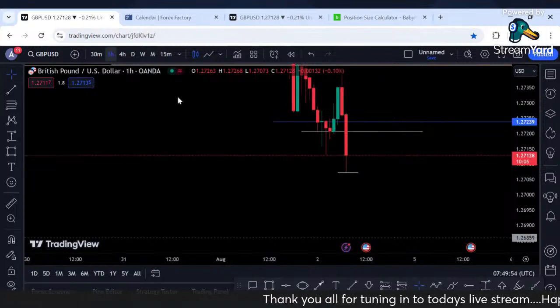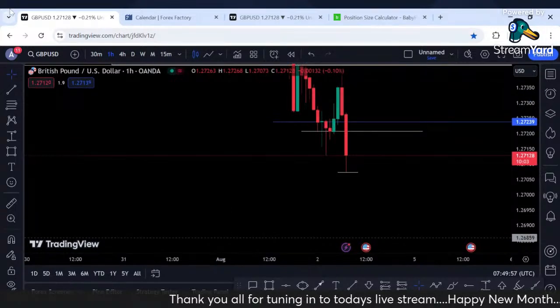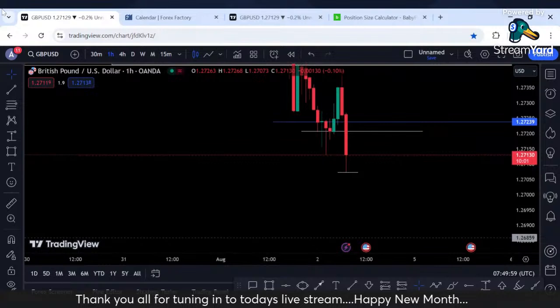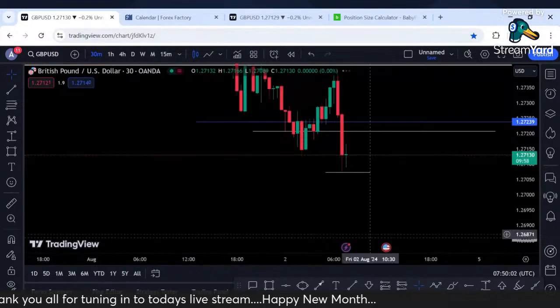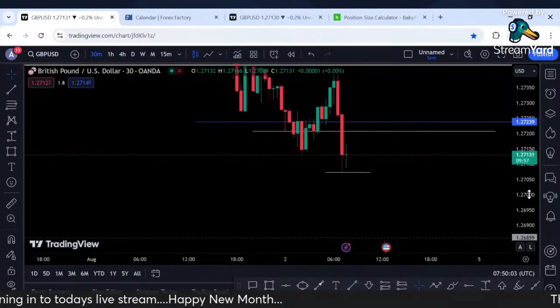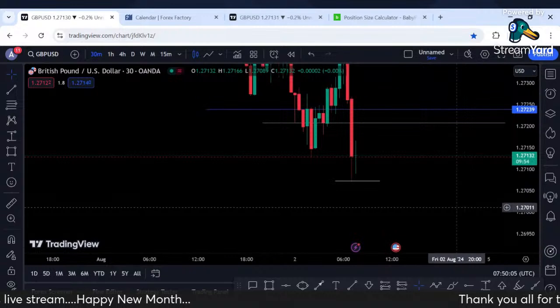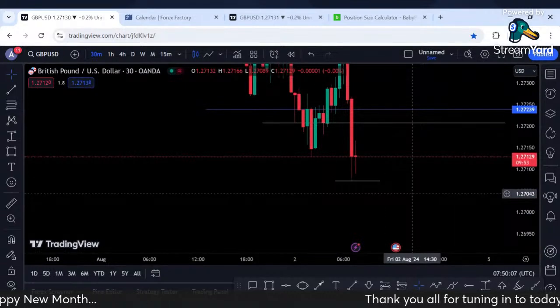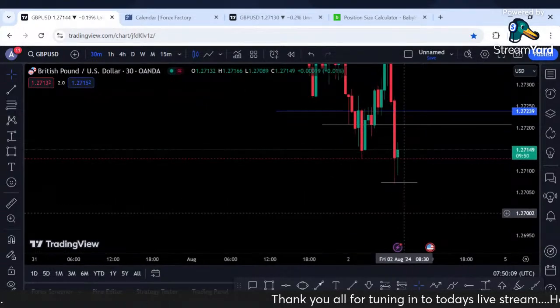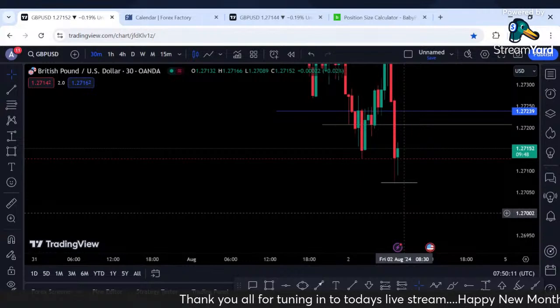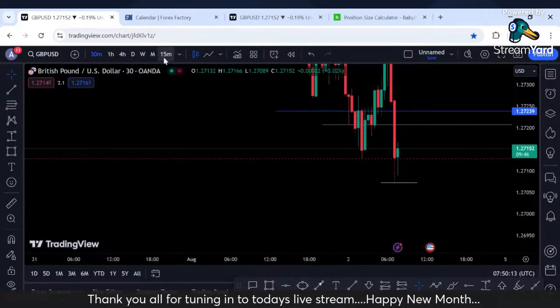So I'll prefer the H1 candle to close. If it's closed, then, is the H1 candle closed? Yeah, so exactly what I was expecting.